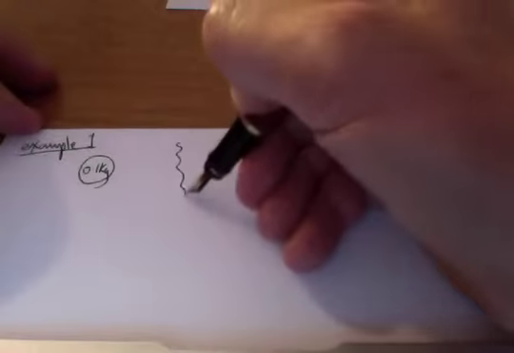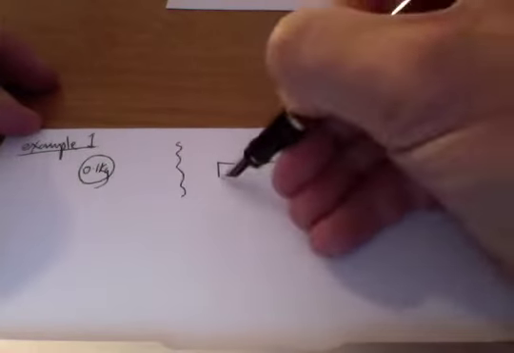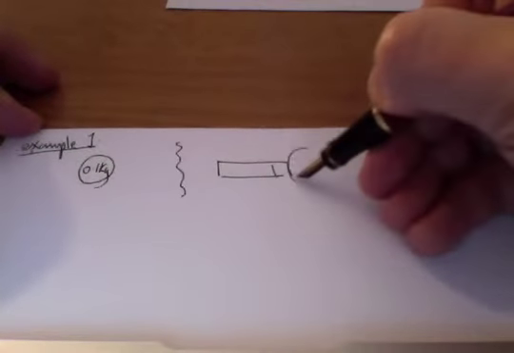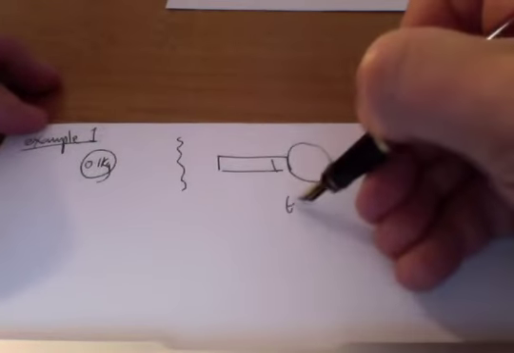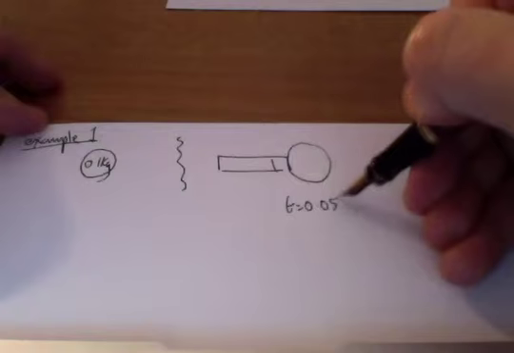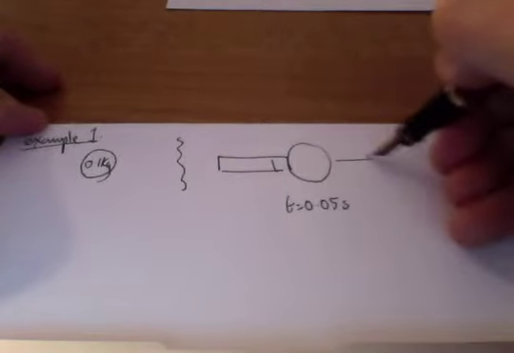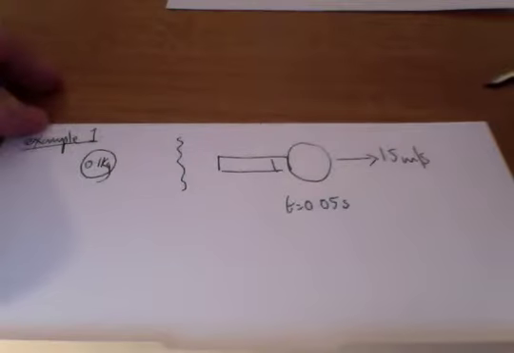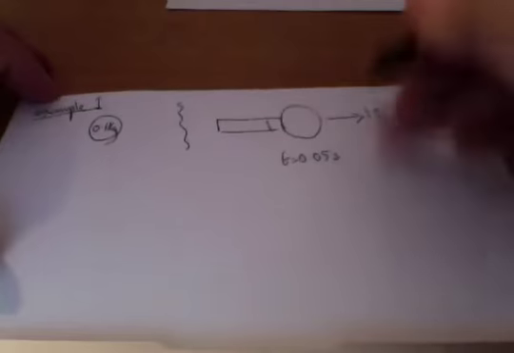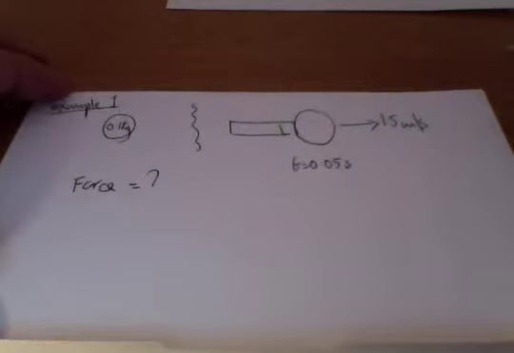And then the cue is going to strike the snooker ball, which interacts for 0.05 of a second and leaves the snooker ball moving away at 1.5 meters per second. So ultimately what we want to work out is what force has occurred in that collision.